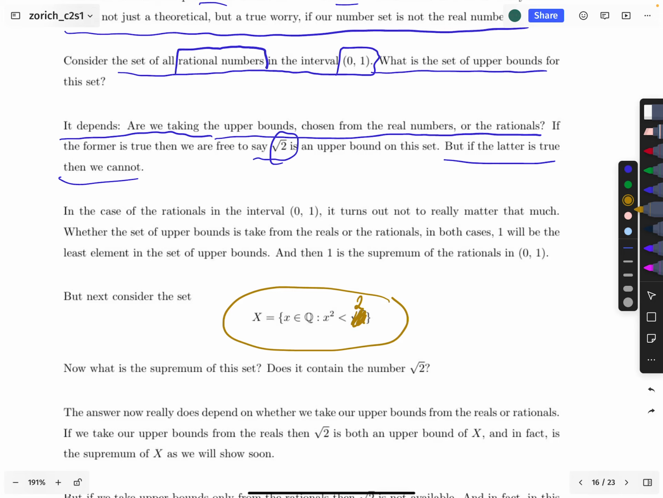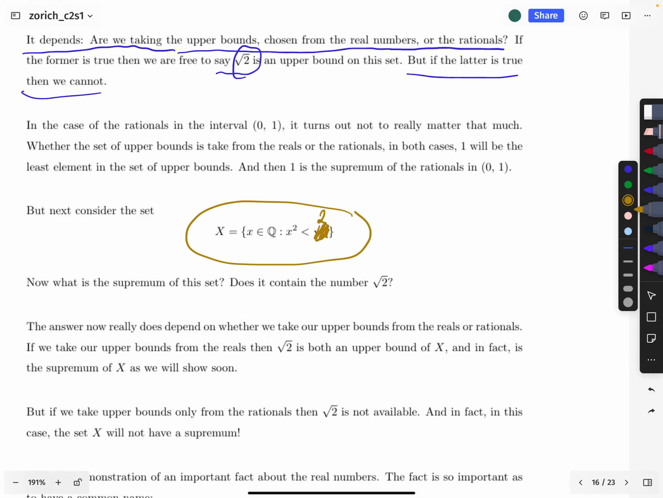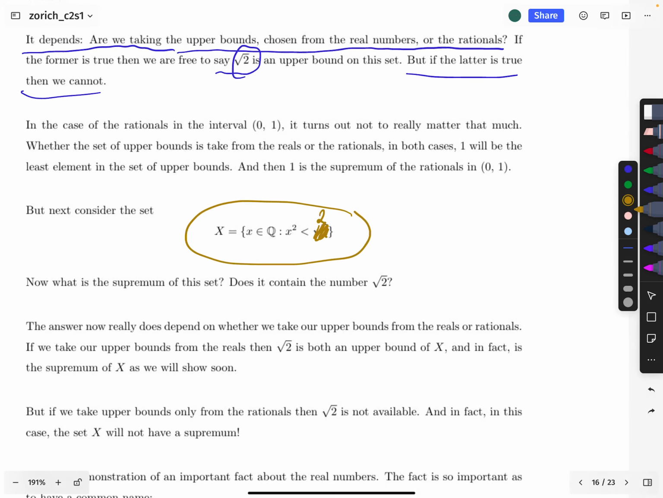If you know the decimal expansion of root 2 off the top of your head, then you just get really close to the decimal expansion of root 2. I'm not sure I remember more than a couple digits of the decimal expansion of root 2. But in any case, the important thing is that this is a set of rational numbers. And if you think about the set of all upper bounds for this set, now what is the set of all upper bounds for this set?